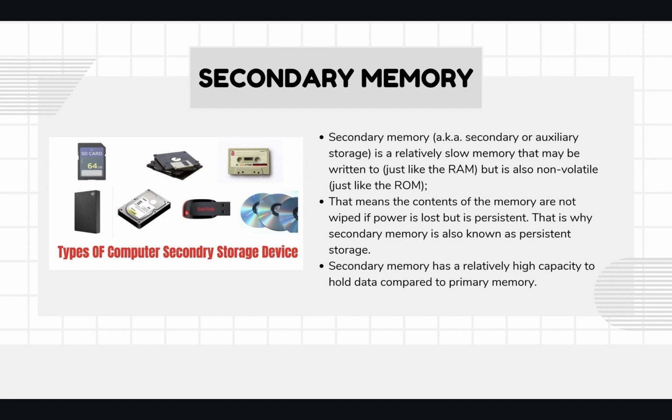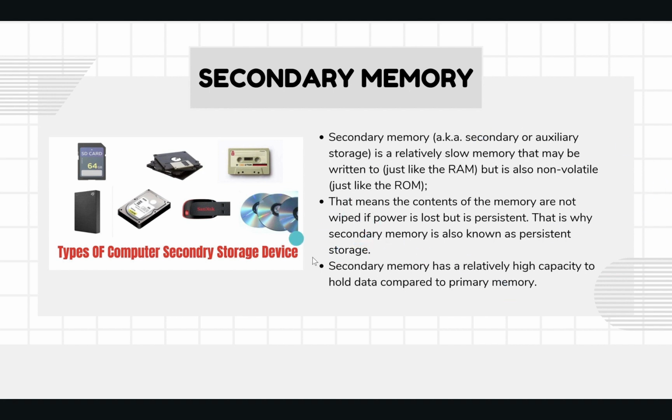Otherwise, it could be called secondary or auxiliary storage, and it's relatively slow memory that may be written to, just like random access memory, which means that you can change the contents of the storage. For example, you can delete, change, etc. the data that is stored in the storage. However, it's also non-volatile, just like read-only memory, which means that if the power is lost, the data that is stored in the storage wouldn't be lost.